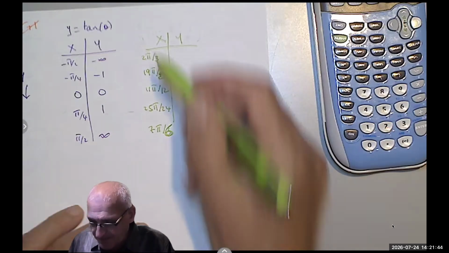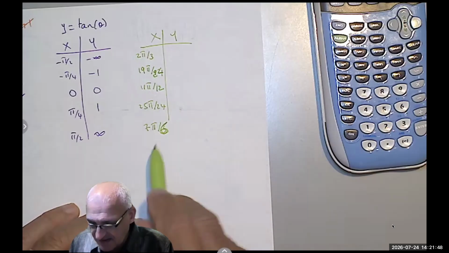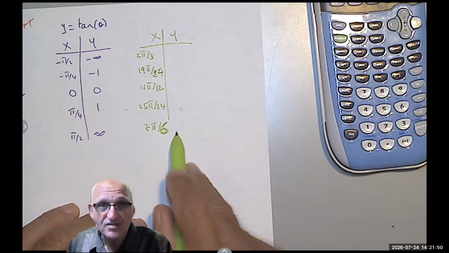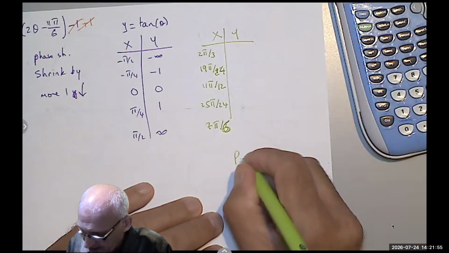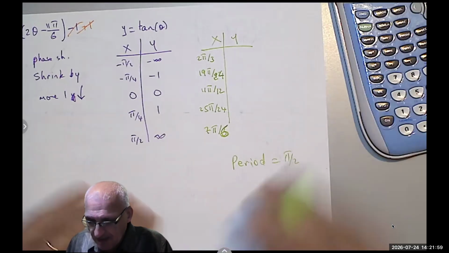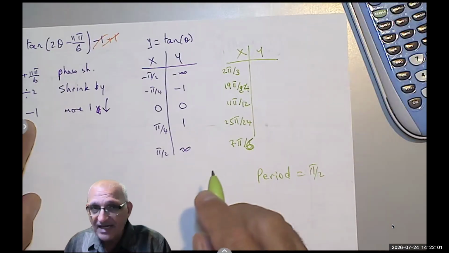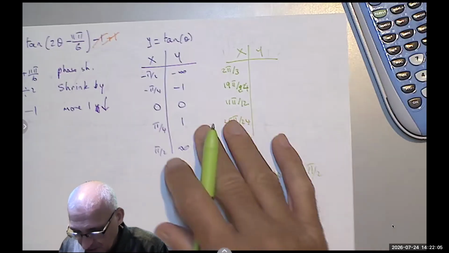Okay, so you can see the period is this minus that. This is 4 pi over 6, and this is 7 pi over 6. So 7 minus 4 is 3 pi over 6, which is pi over 2. So my period is pi over 2. How about the y? The amplitude is the same, but there is a y shift of 1 going down.